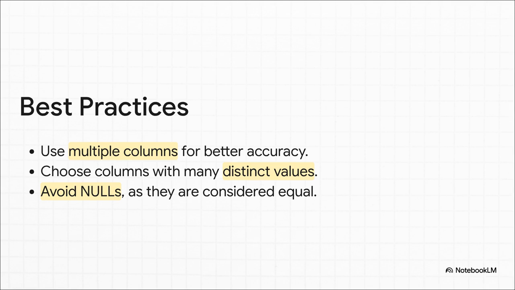And here's a weird but important one to remember. A fuzzy match actually considers 2 nulls or 2 empty fields to be a perfect match. So make sure you clean those out first if that's not what you want.